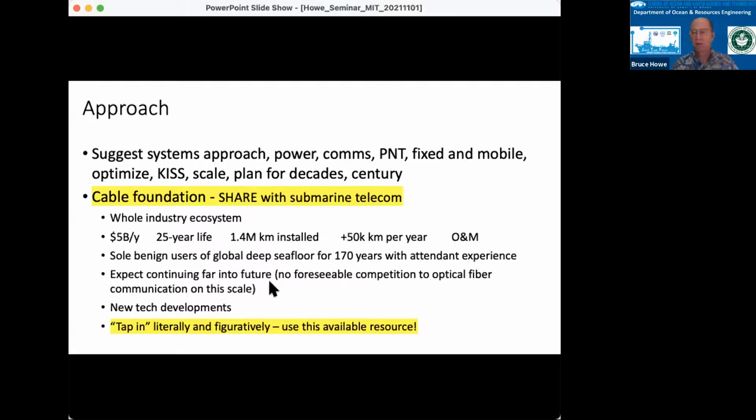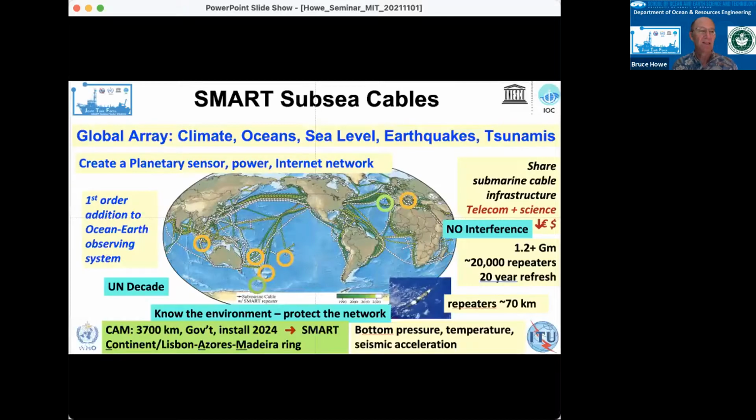And furthermore, optical fiber communications appears to be the only way of truly high bandwidth communication connecting our civilization together for the foreseeable future. And so, we want to tap in literally and figuratively into this valuable resource.